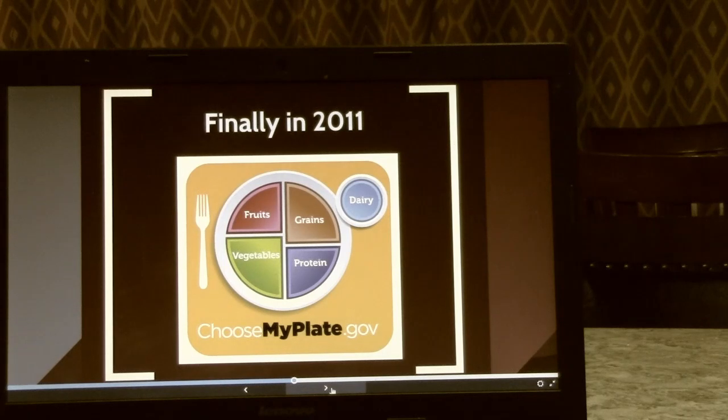And this is what we're currently using. This came out in 2011, the MyPlate. What I like about the MyPlate is it's a plate. So it's a recognizable icon that people can relate to. I'm not so sure people ever really related so much to the triangles and pyramids when they were trying to compare their intake to what the guidelines were. So I think this is a vast improvement.